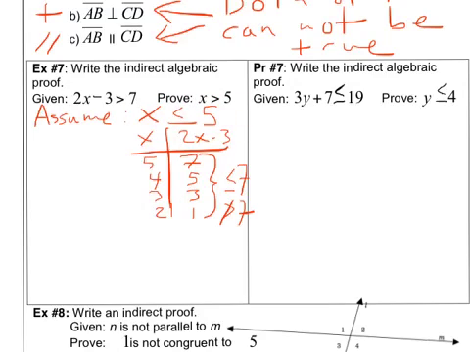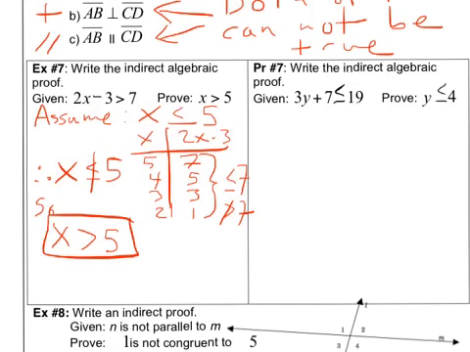So we could say, therefore, x cannot be less than or equal to 5. So just draw a little line through it. So x has to be greater than 5. Boom. That's it. Like I said, I just kind of took you through the logic of a proof.